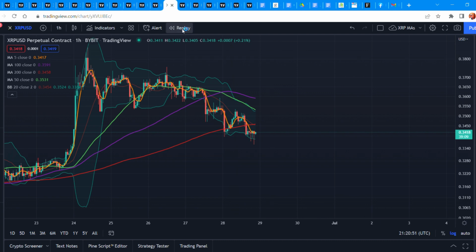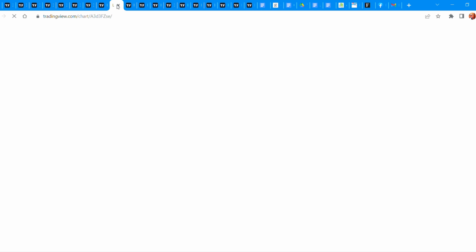So it's time in the charts, and it's how you have the charts organized. And I'll start with how I have my Ethereum charts organized.